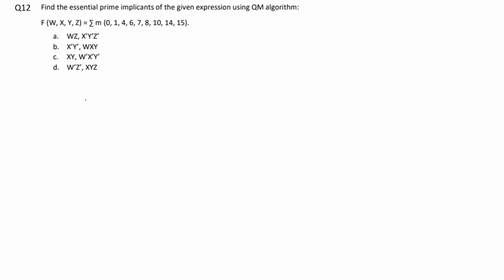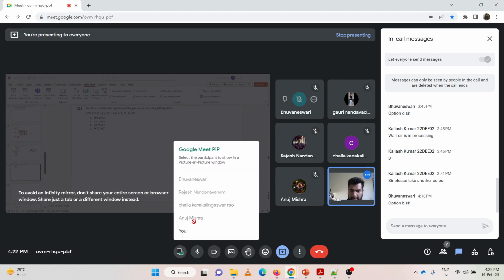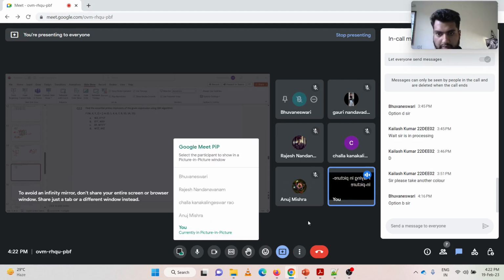Now we have this question: find the essential prime implicants of the given expression. Let me just check if you have any questions. Option B. Okay. Now let's go to question number 12.